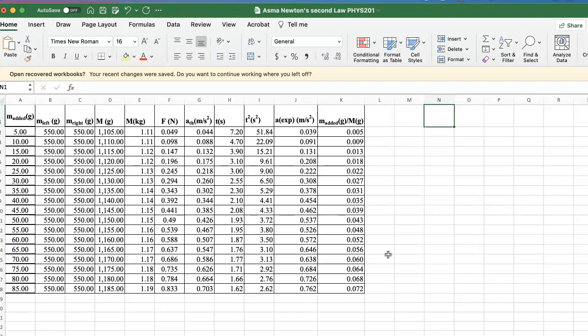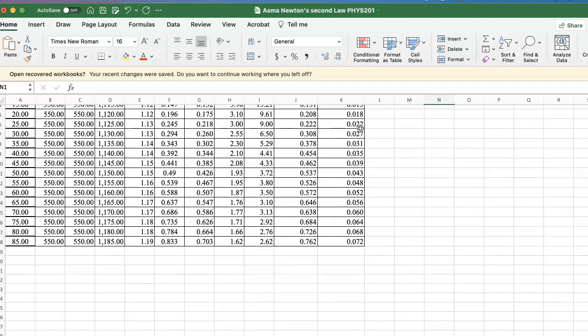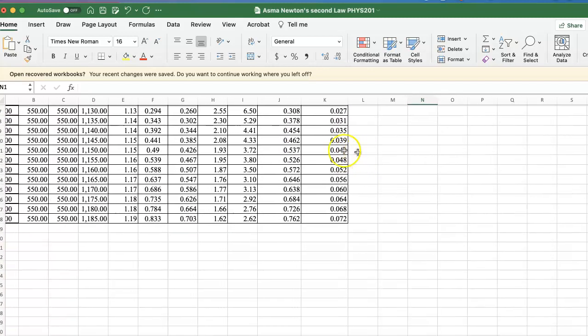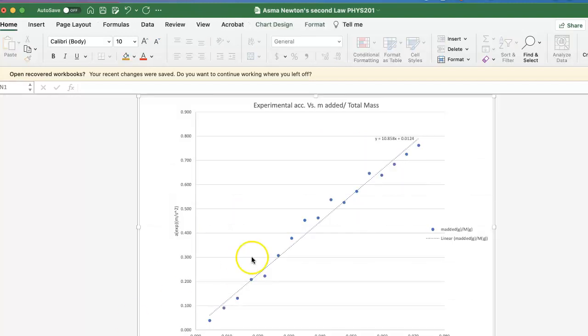Of course, remember that here in the Excel sheet we have a mix between the data points and the calculation, but in your actual lab report, this should be divided. Now here I added another column, which is M added divided by the total mass, because I want a graph, and this is my graph. I should move my graph to a new sheet.